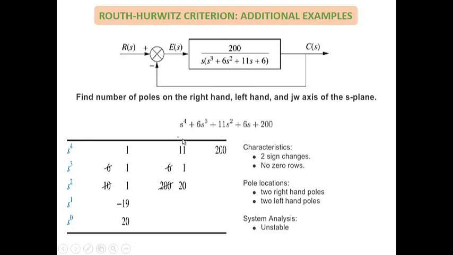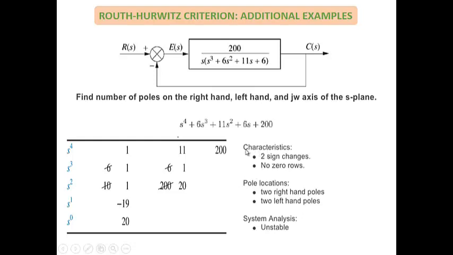So macam biasa, macam kita discuss tadi, kita susun pada highest order to the lowest order, and then start with 1, 6, 11, 6, 200 and 0. So from that, if we can simplify. So bila you dah buat keseluruhannya, you akan nampak dekat sini pada first column ada berlakunya perubahan sign.